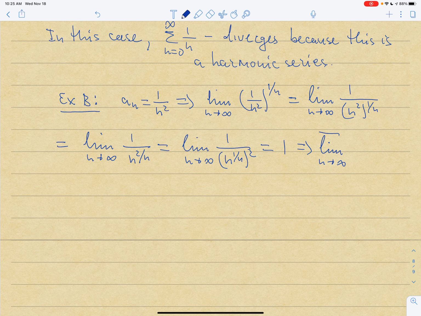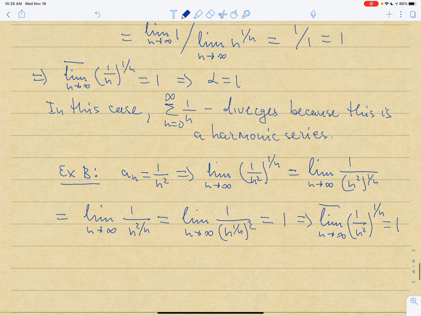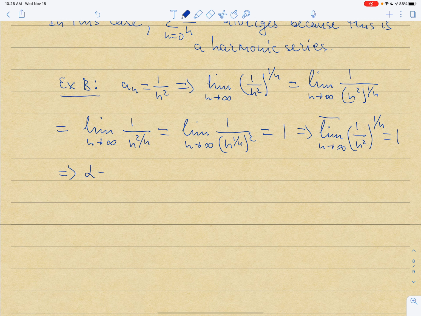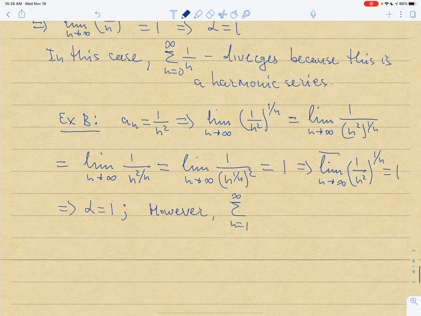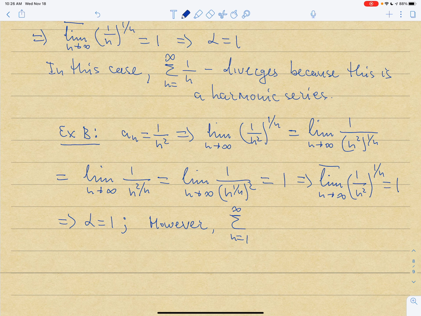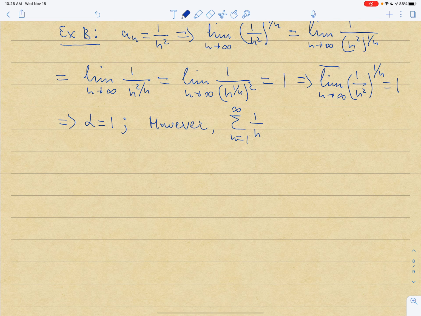If the limit is 1, then the lim sup must be 1. So 1 over n squared to the power 1 over n is 1. So alpha is equal to 1 again. However, this series, the sum from n equals 1 to infinity. In fact, I should write the series from 1 to infinity, because I cannot start from 0; 1 over 0 is not defined. So the series of 1 over n squared converges, as we will demonstrate in the next lecture or following lecture.